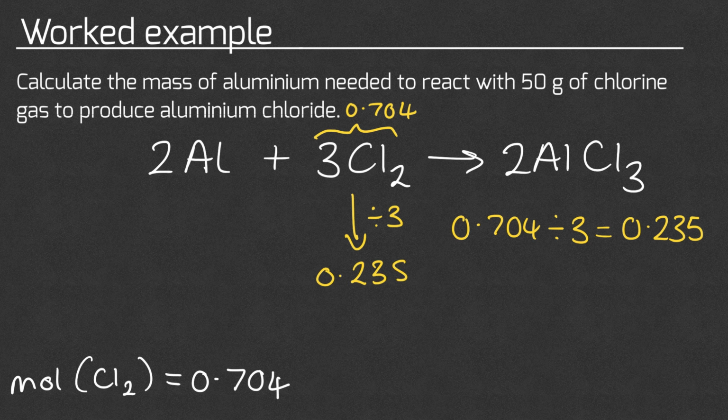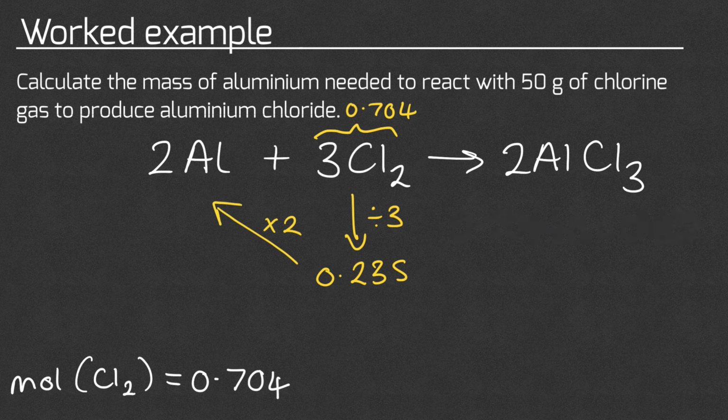So this shows us that 1 mole in this equation is equal to 0.235, because the moles of chlorine, 0.704, divided by 3 equals 0.235. We have 2 moles of aluminium in this equation, which means the number of moles of aluminium is going to be 2 times our 0.235.